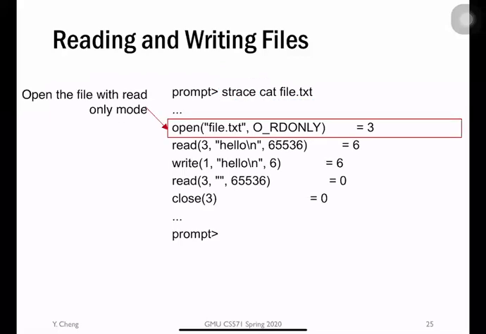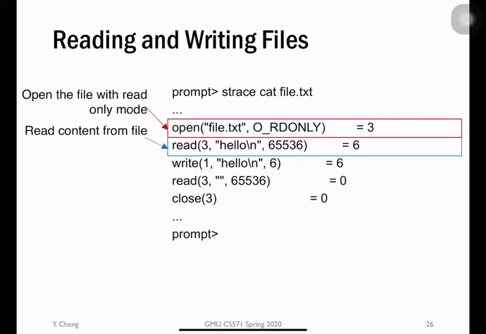The first one tries to open the file, because in order to display the content of it, you need to first open it up. The first parameter is the string of the file name, followed by the opening flag, the permission flag, which is read only. As a result, it returns the file descriptor, which has a value of 3. So this is the first system call involved.